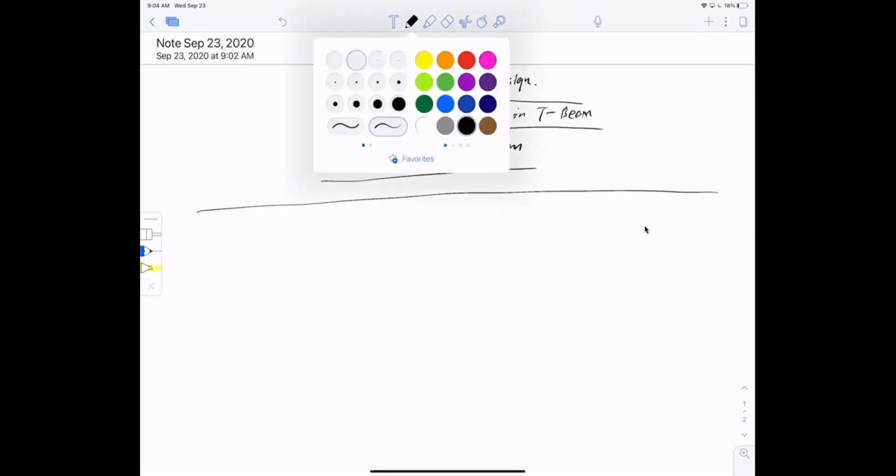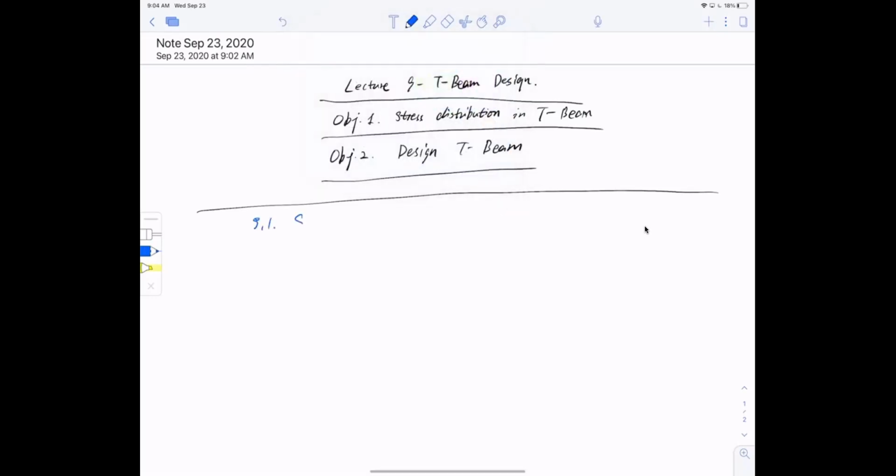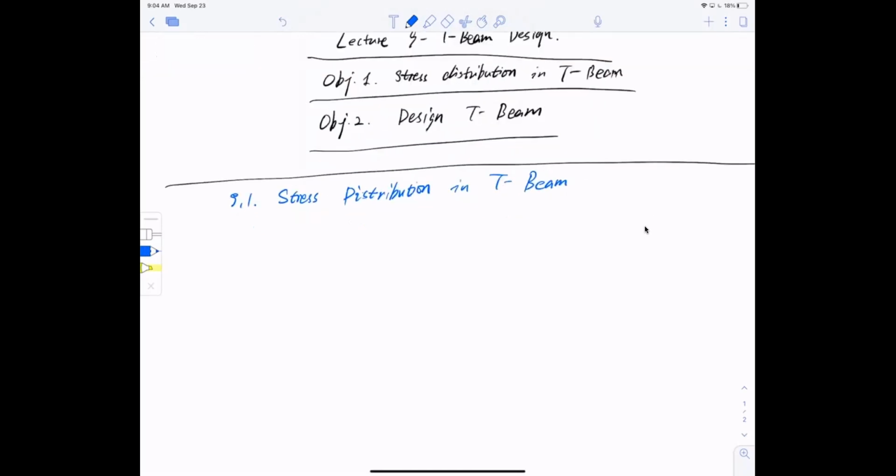First of all, let's take a look at T-beam. 9.1, stress distribution in T-beam. Sorry, my writing is a little bit chicken claw, so I'll try to write as organized as I can. Say I have a T-beam that looks like this. It just has a shoulder on the top and a rectangular portion at the bottom. We call this the flange of the T-beam. The width of the flange, usually we call it BE, is the effective width.